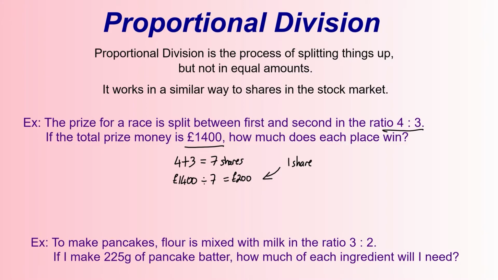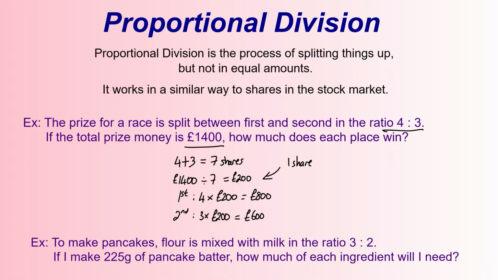Now what it's saying here is that first place gets 4 shares, so they get 4 times the £200, which is £800. And second place gets 3 shares, so they get 3 times £200, and that's £600. So in total, it still adds up to £1,400. So 800 plus 600, £1,400. But it's not been split evenly. It's not been split 700 and 700. First place is getting slightly more than second place.